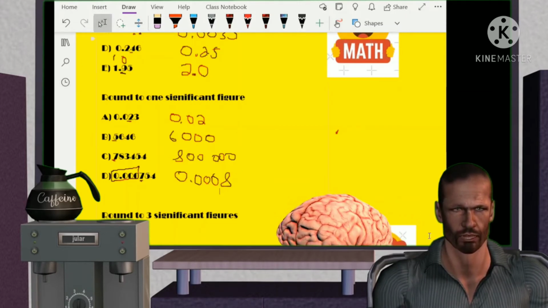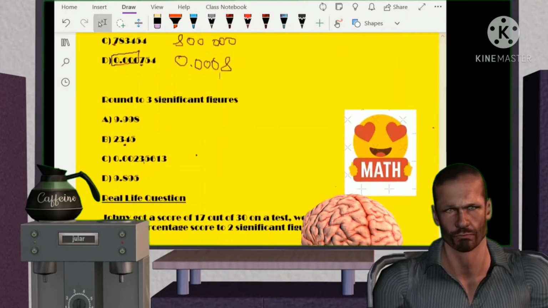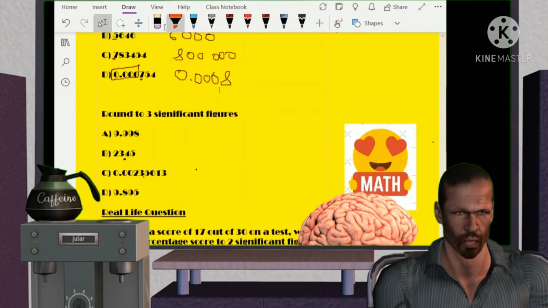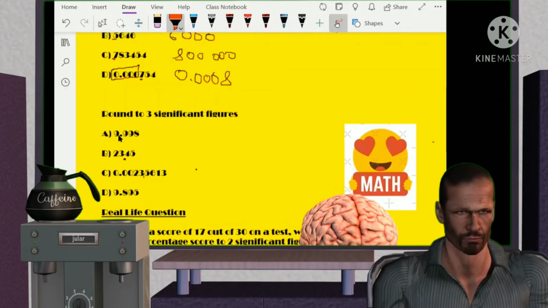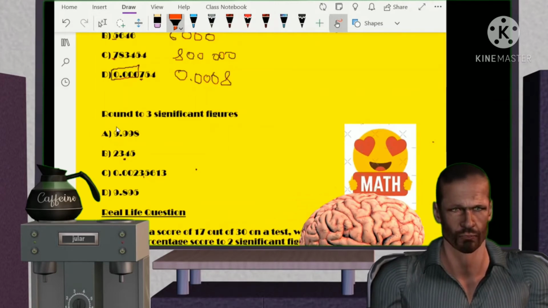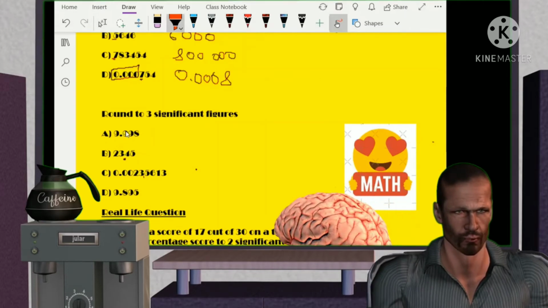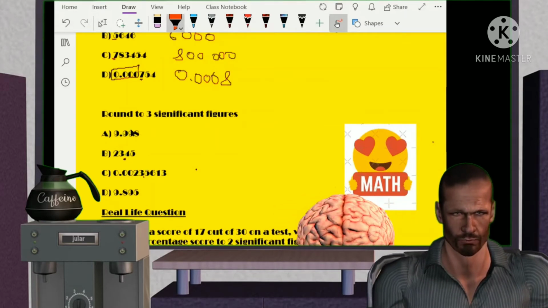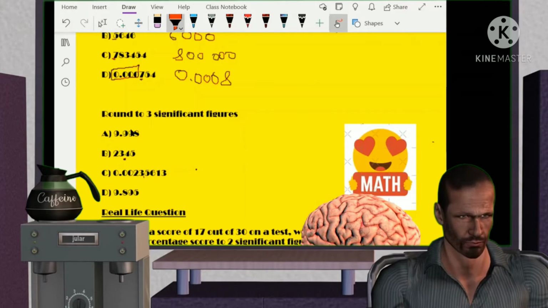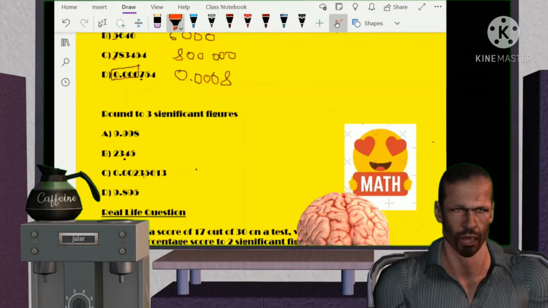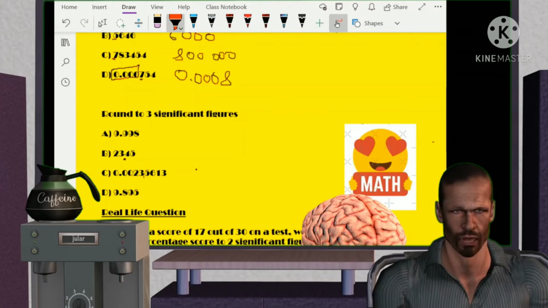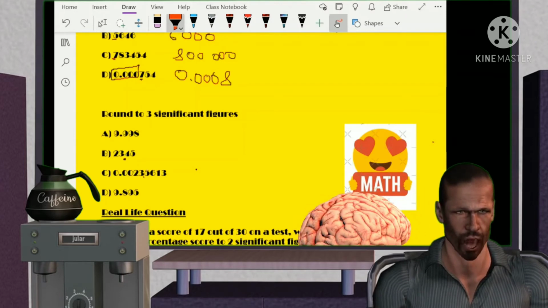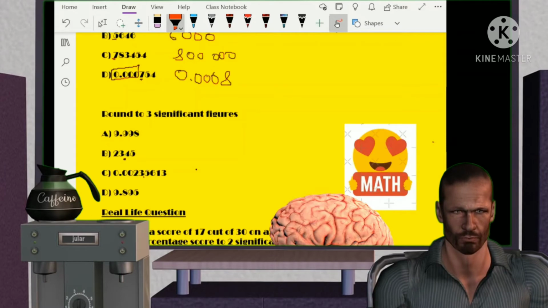Moving down to round the following to 3 significant figures. All right, similar concept, nothing will change. So we're going to count 3 significant figures starting from the left. First is 9, the second is 9, and the third is also 9. So what do I do? I look at the number to the right of the third 9 here. And remember the rule says if it's 5 or above, we round up.